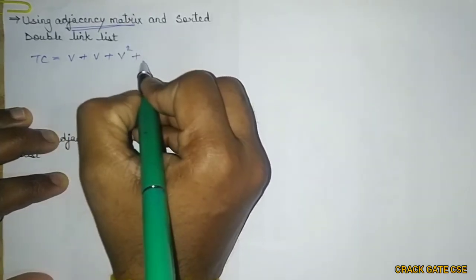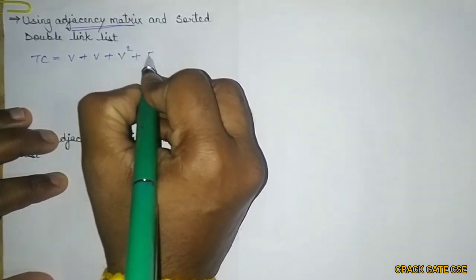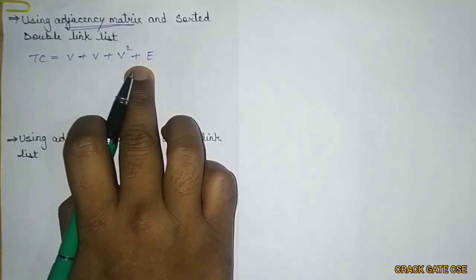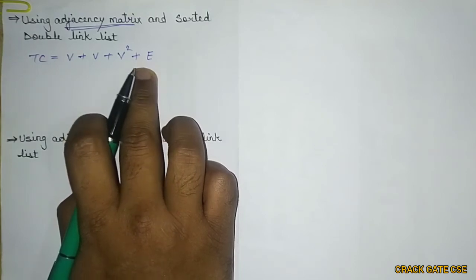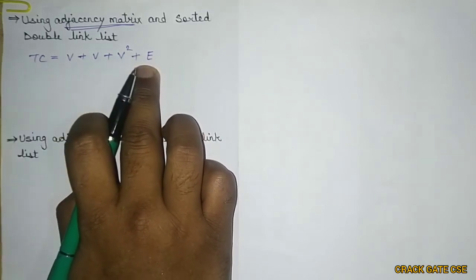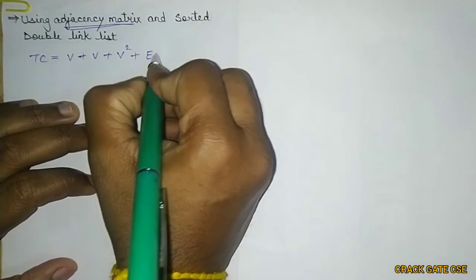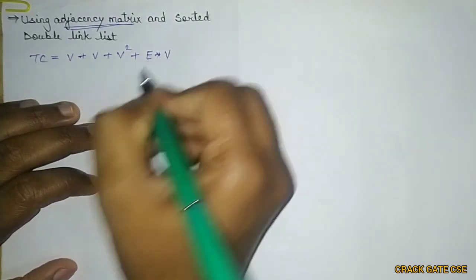And now if I am deleting, I have to perform the decrease key operation. After finding the adjacency, we have to perform the decrease key operation for each adjacent vertex. So how many places can we perform the decrease key operation? E places. And once this is done, I have to sort the double linked list once again. Sorting will take one scan.